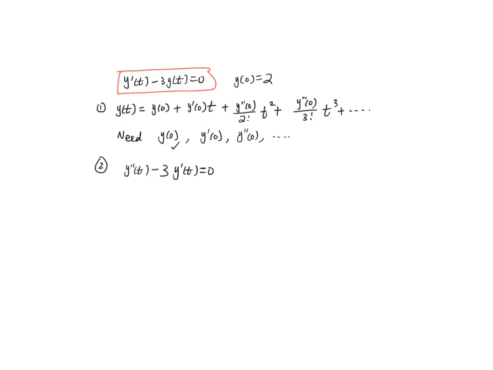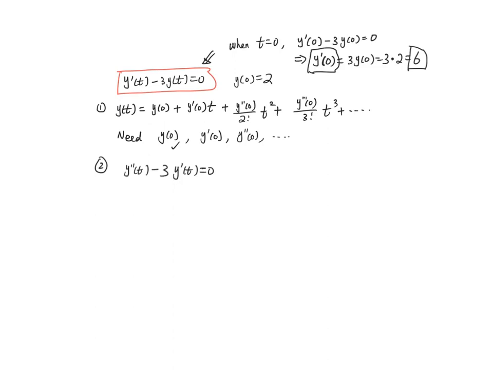And here, 3 times y of t, when you find the derivative, becomes 3 times y prime of t, equals 0. So this is true. And first of all, we do know from the given differential equation, when t is equal to 0, y prime at 0 minus 3 y of 0 is equal to 0. And here we do know that y prime 0 is equal to 3 times y of 0, which is 3 times 2 and equals 6. So this is something we can find immediately using the initial condition and the original differential equation.